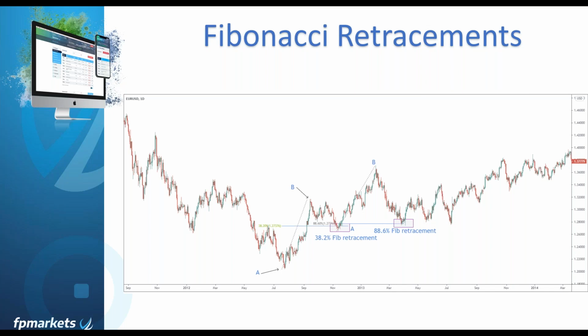The indicator is useful because it can be drawn between any two significant price points, such as a high and a low. The indicator will then create the levels between those points. So the chart shown is the euro-dollar daily time frame, showing Fibonacci retracements in a market trending higher. So Fib retracements are drawn from the low to the swing high, marked A to B.